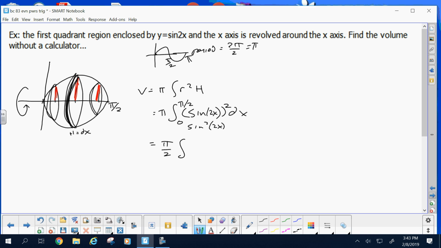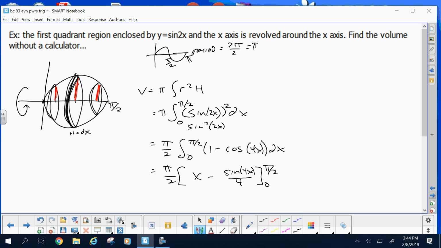If I take the half out front, then now it becomes pi over 2, and I'm looking at 1 minus cosine of double the angle. Double the angle, it was 2x, so now it's cosine of 4x. That reduces the power from a square to a first degree and makes integration easier. That's the idea of the day. The antiderivative of 1 is x. The antiderivative of cosine 4x is sine of 4x over 4.